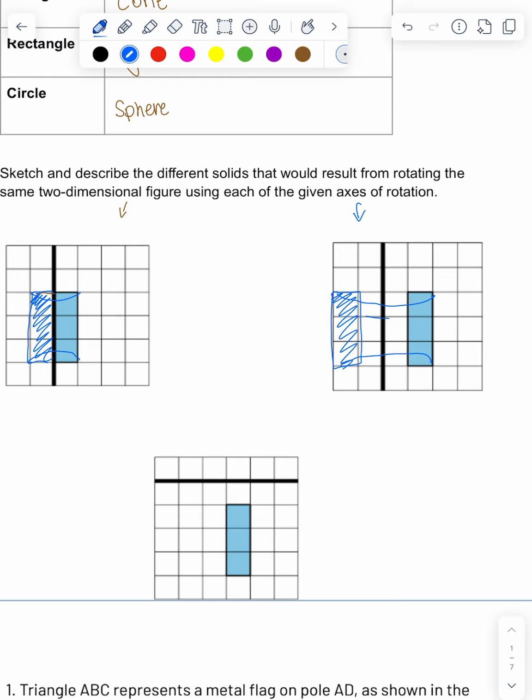So what that means is that we're going to have a hole in our cylinder. So we're going to have a large cylinder, but since we have that gap between the original rectangle and the axis of rotation, we're going to have a hole in the middle of the cylinder. There's going to be a hollow part in the cylinder.